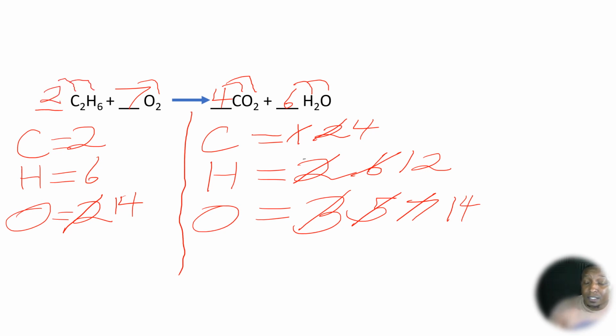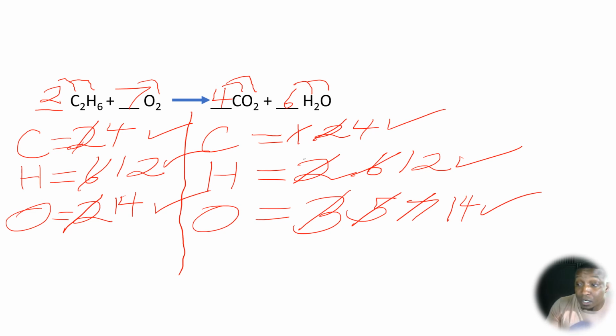All right, so let's see. All right, 2 times 2, that's gonna give me 4. Oh man, well look at that. 2 times 6, that's gonna give me 12. Boy, look at that right there. Look at that. Let me calm down. So ladies and gentlemen, we have 4 carbon on each side. We have 12 hydrogen on each side. And we got 14 oxygen on each side.